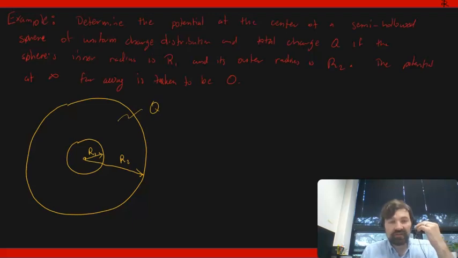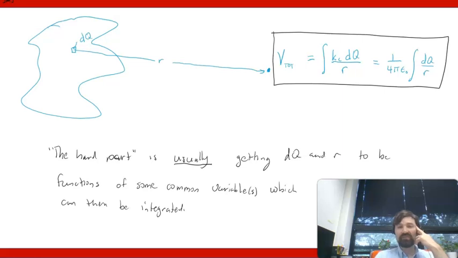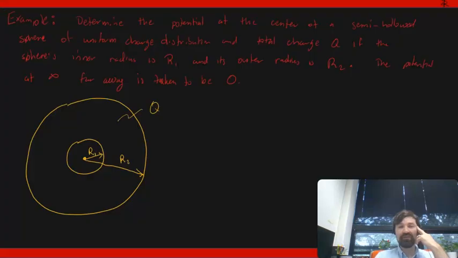So now we ask, what would the potential be at this position here in the middle? To do that, we can use the same equation that I wrote out up here, V total equals 1 over 4 pi epsilon naught times the integral of dq over r.